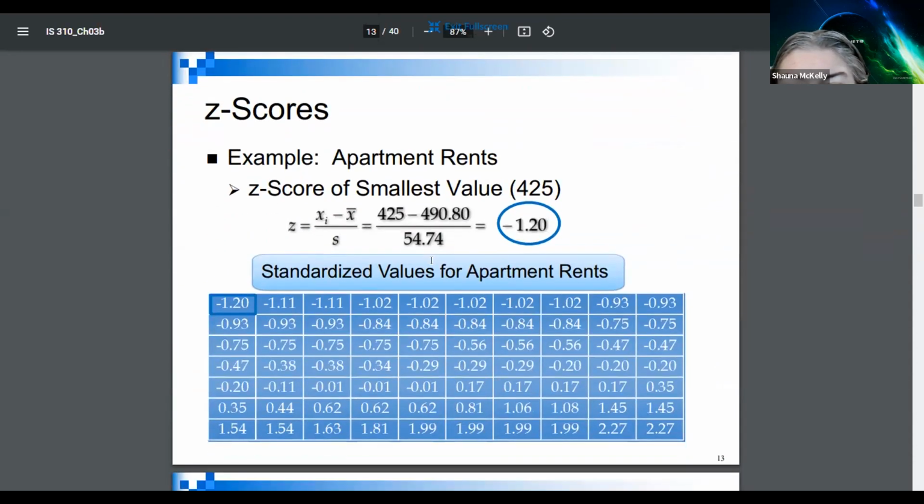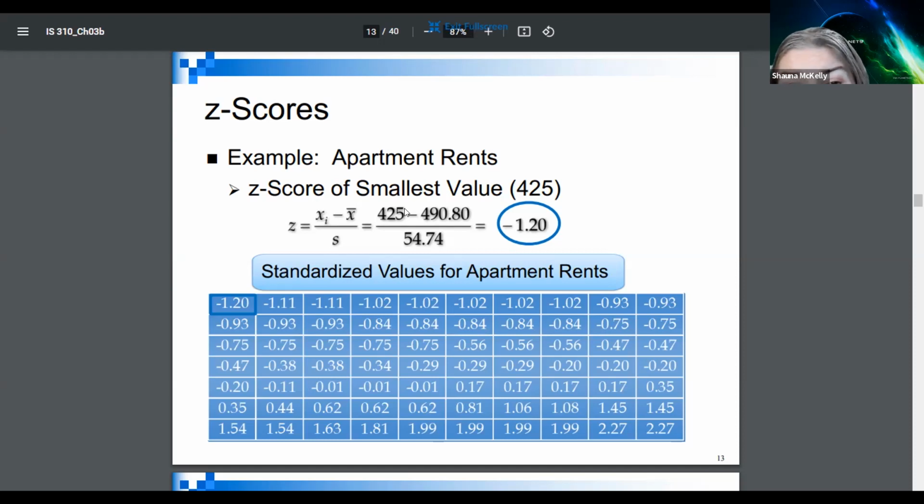And then she gives you some examples. She's saying to remember the formula is xi minus, this is not the maximum, this is X bar. So again, it would be helpful if she put the summarized data here. But in this data set that she gave you down below, the value that she's focusing on is if you're paying 425.